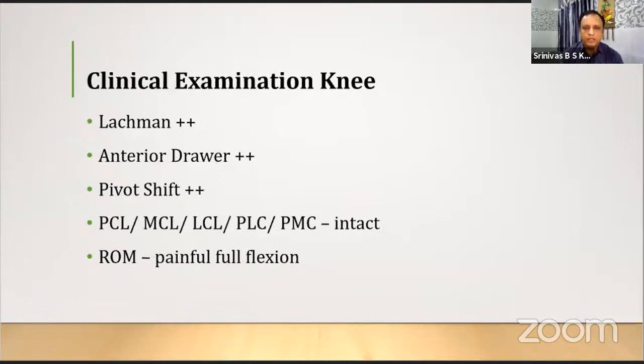On clinical examination, the knee showed Lachman, anterior drawer and pivot shift were 2+. PCL, MCL, LCL, PLC, and PMC were intact. She had full flexion of the knee, but painful at extremes. And she had a limb length discrepancy of about 2 centimeters.